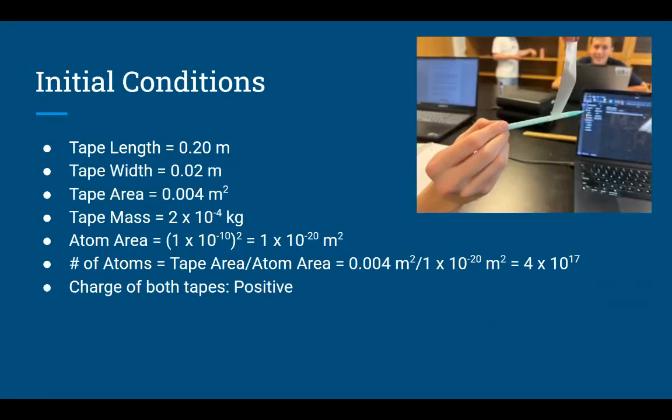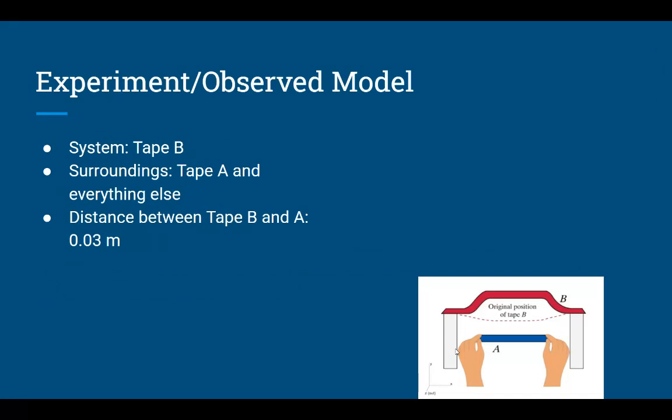So these were our initial conditions. The tape length, tape width, and tape area are all pretty much given to you, along with tape mass and atom area. The only thing you have to calculate for the initial conditions is the number of atoms, which is your tape area divided by the atom area. And there you go. We know the tape is positive because we had a pencil that we rubbed in our hair, which became negatively charged, and the tape was attracted to it.